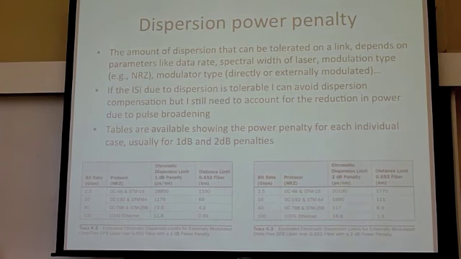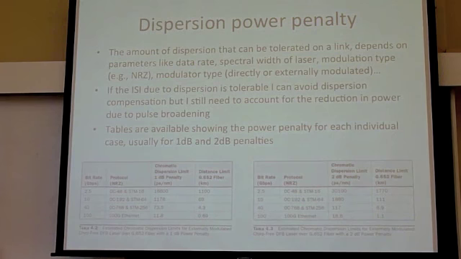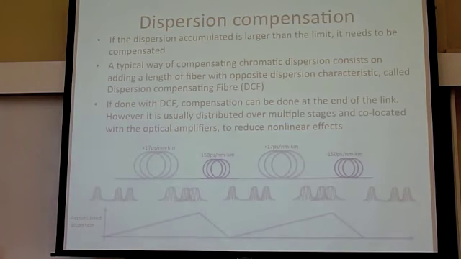But now people, on this kind of system, start doing something called coherent detection. When you do coherent detection, you can do a lot more. I'll say more about that at the end. In any case, if I'm above this limit, then I have to compensate dispersion.